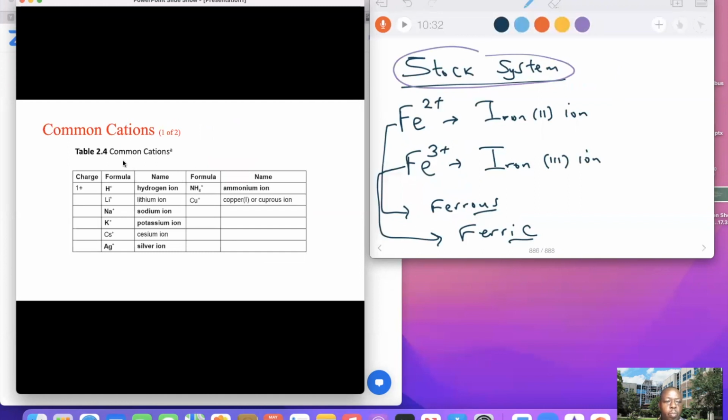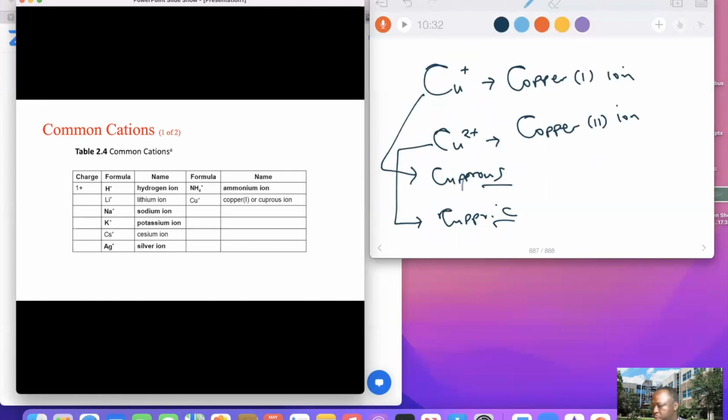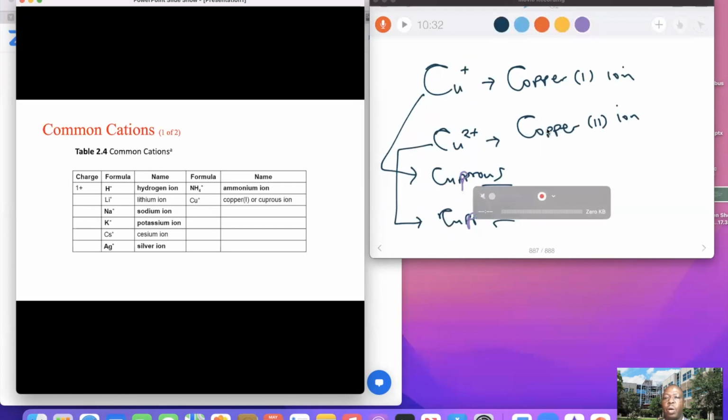So here, table 2.4, common monoatomic ions: lithium, sodium ion. Look at how the Roman numeral has been used. Cuprous is for copper 1, and cupric is for copper 2. This is a polyatomic cation, a group of atoms with an overall charge.